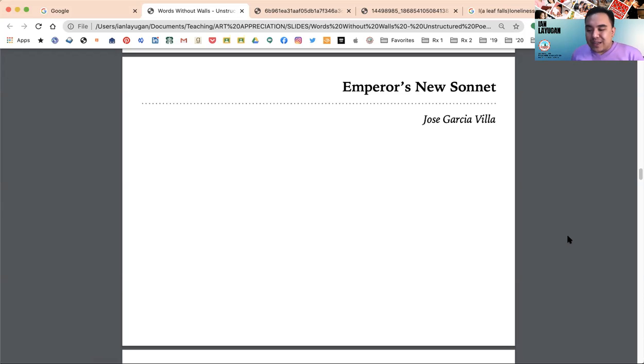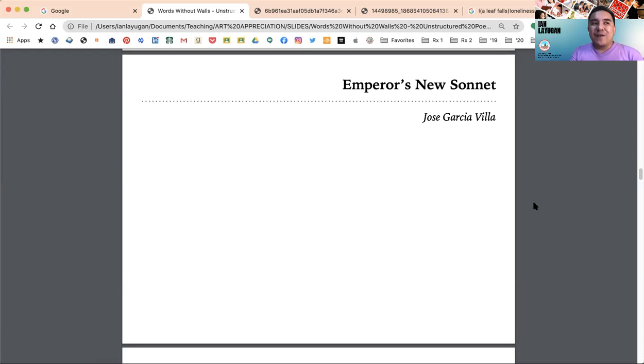When he went back to the kingdom, he didn't know that the two rogues had already left, and he was left with nothing. And I know that's a very long story to give as support for The Emperor's New Sonnet, but it shows just how meaningful and different this poem is.